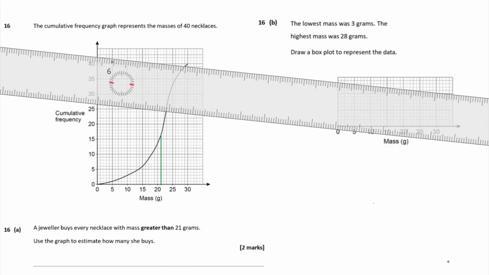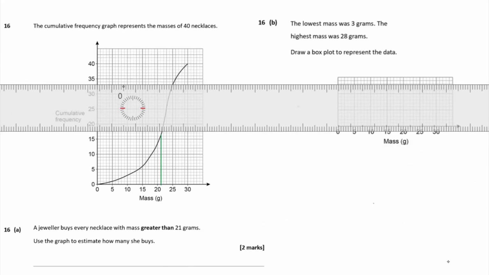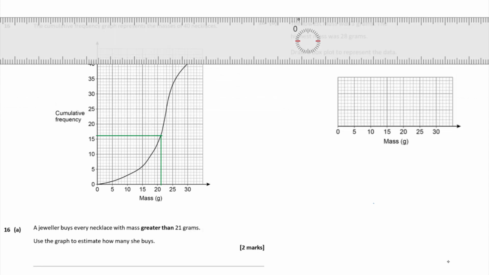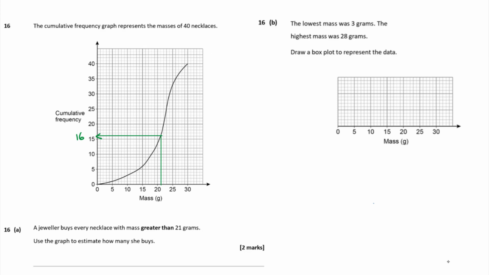and then we're going to spin round, change direction, and read across to the cumulative frequency. Now that's pointing at the number 16. So that's 16 there. So what does that mean? How many necklaces have a mass greater than 21 grams? Now, those 16 there have a weight less than 21 grams.